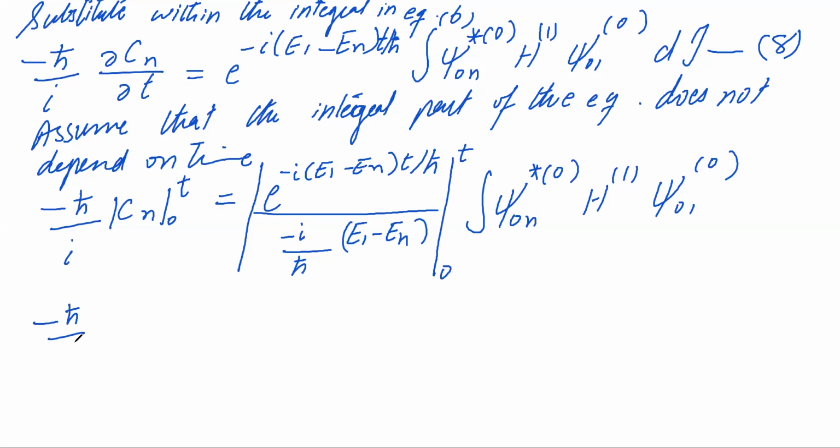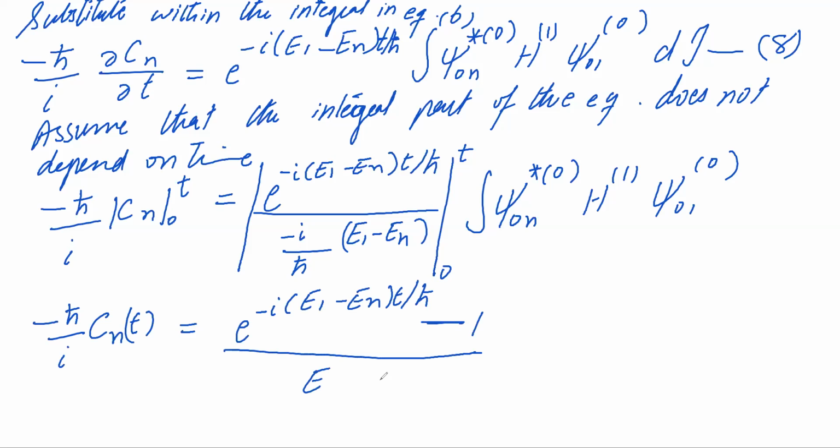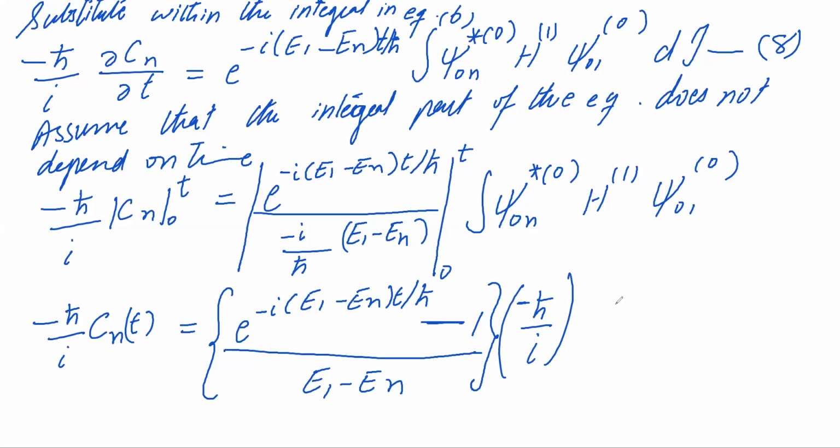minus h bar over iota c n t is equal to e raised to minus iota E1 minus En t over h bar minus 1 divided by E1 minus En, minus h bar over iota into integral psi 0 n with the superscript 0, h with the superscript 1, and psi 0 1 with the superscript 0. Okay.